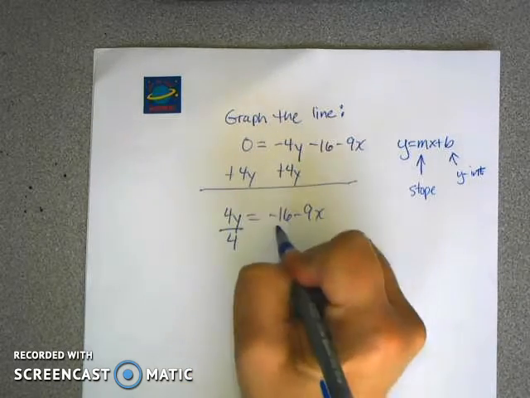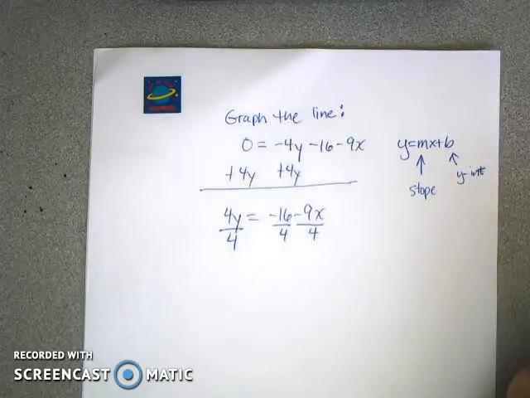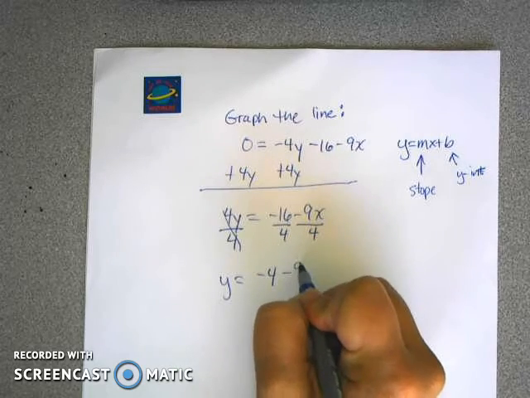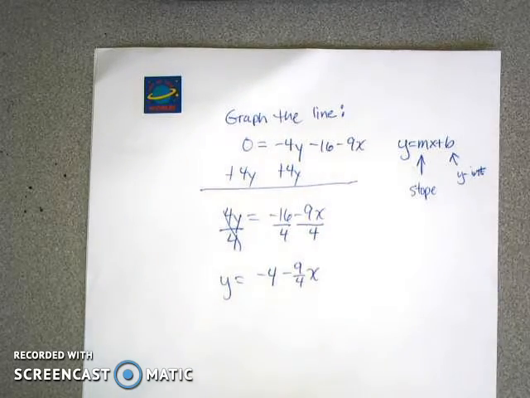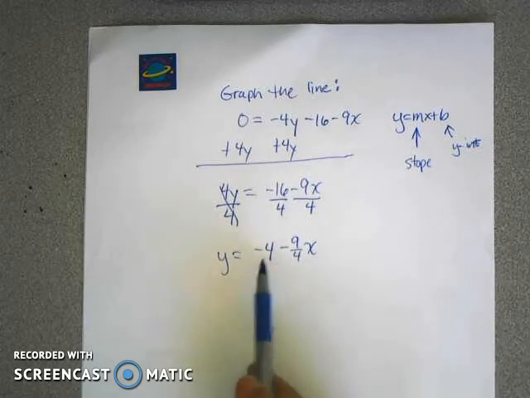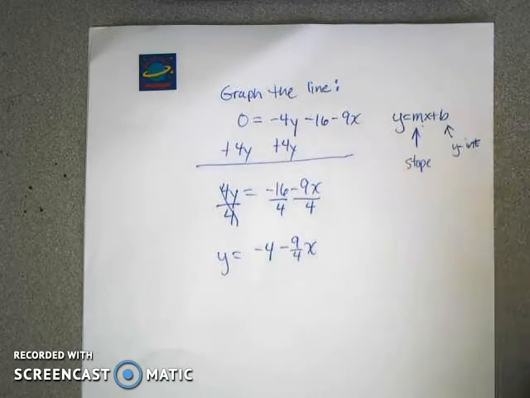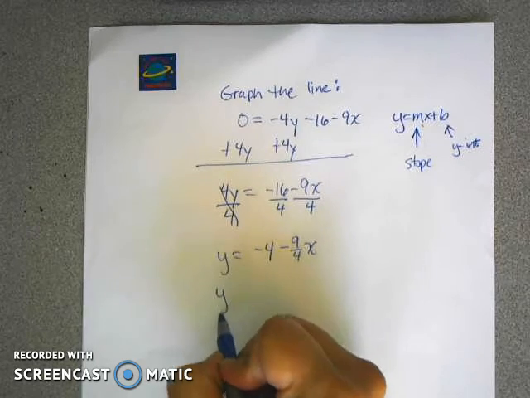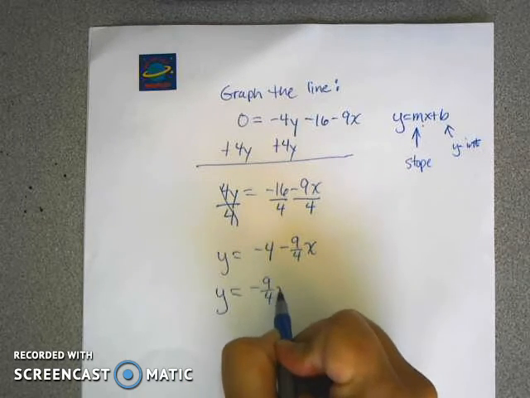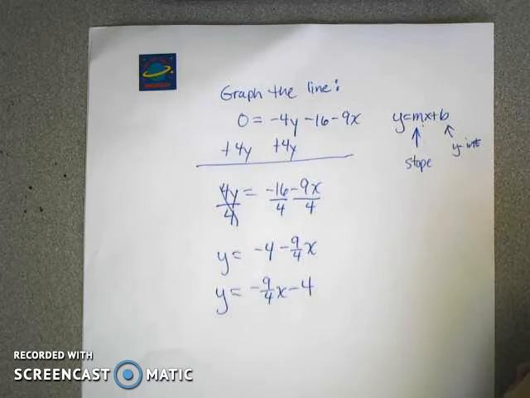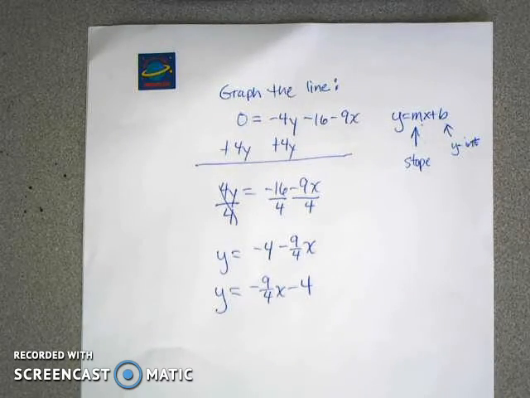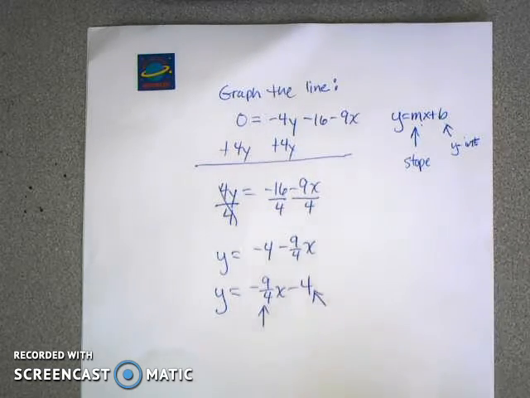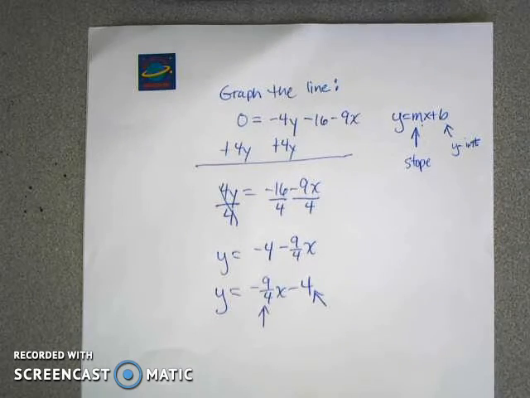So let's divide everything by 4. That means that I have y is equal to negative 4 minus 9/4 x. The only thing left to do really is to reorder these two terms so that I have the x term first and then the y-intercept, or the constant, after that. So I really have y equals negative 9/4 x minus 4. Now I can plainly see that I have the slope identified here and the y-intercept identified there. So now I'm ready to graph.